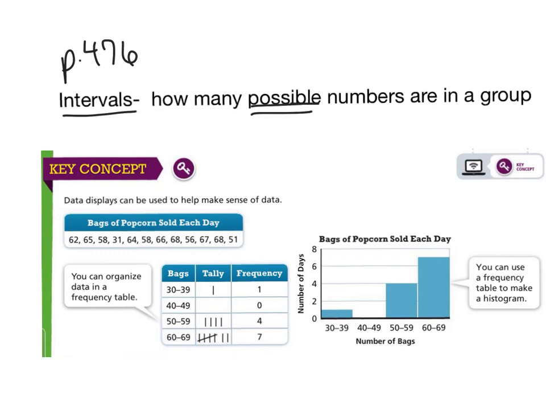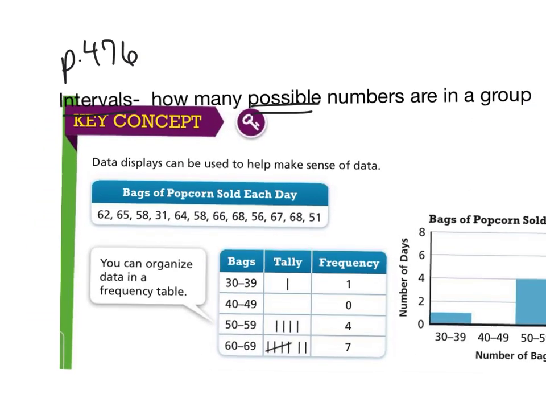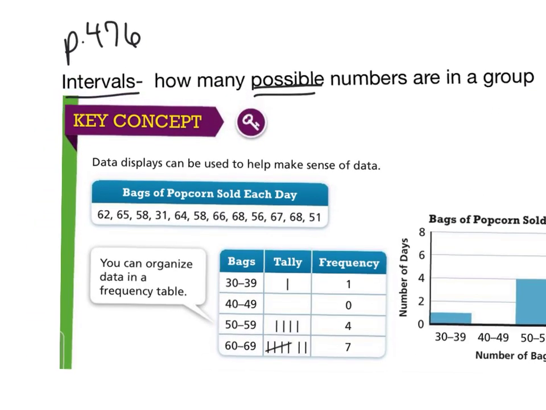Page 476, continuing lesson 8.4 on frequency tables and histograms. When we talk about intervals in this section, intervals is how many possible numbers are in a group. So, for example, if you look at this key concept, they looked at the bags of popcorn that were sold each day.